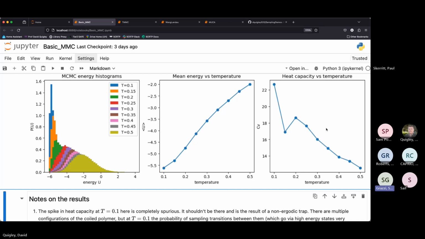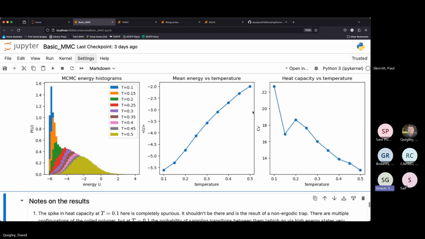Yeah. So if you write down the expression for the expectation of the energy, you differentiate it with respect to temperature, what comes out is the variance of the energy, basically. So that's one thing. I've got this pathology that means my low temperature sampling is rubbish.